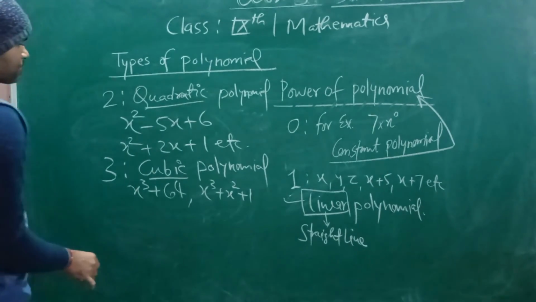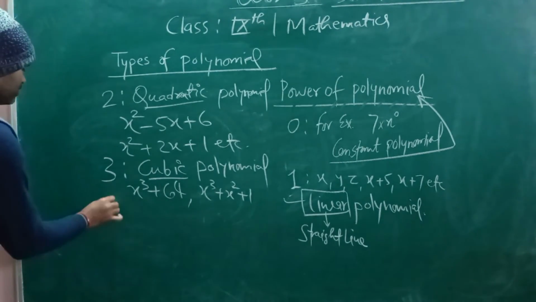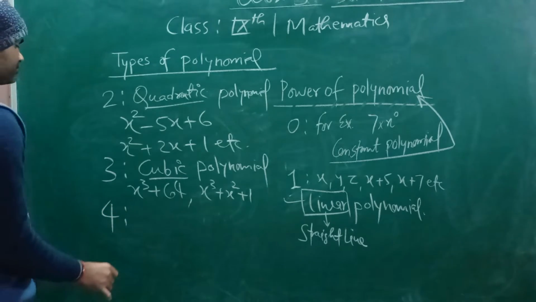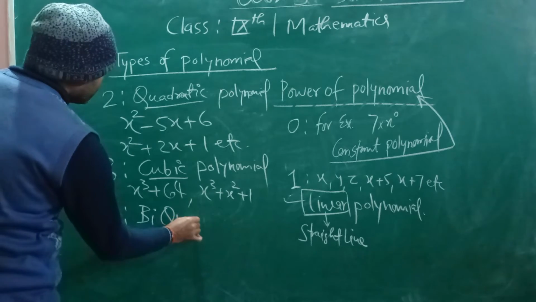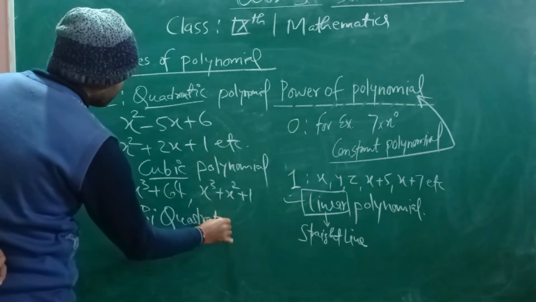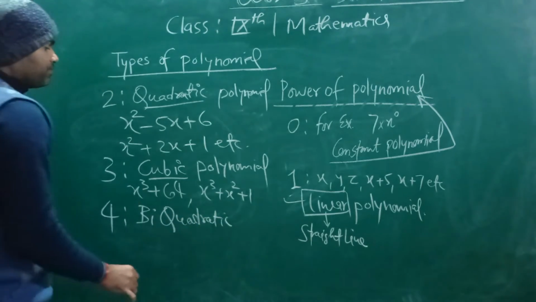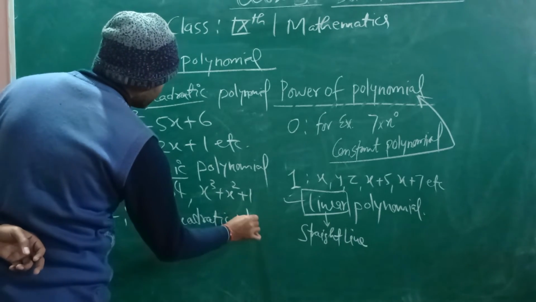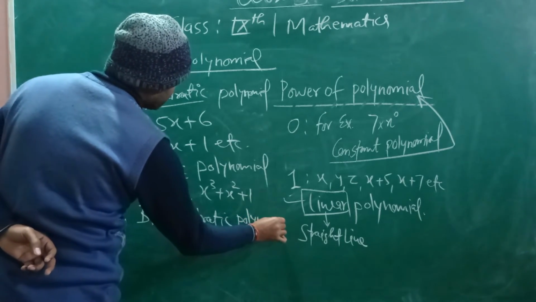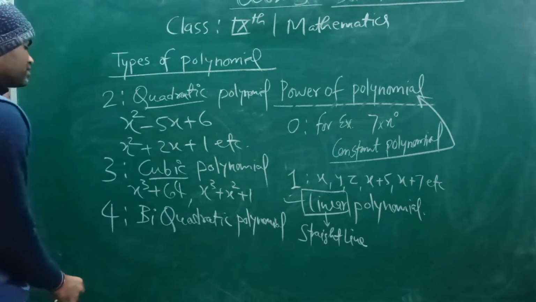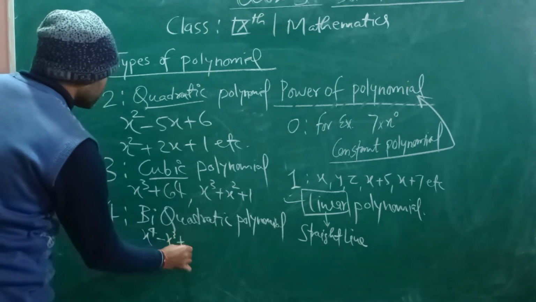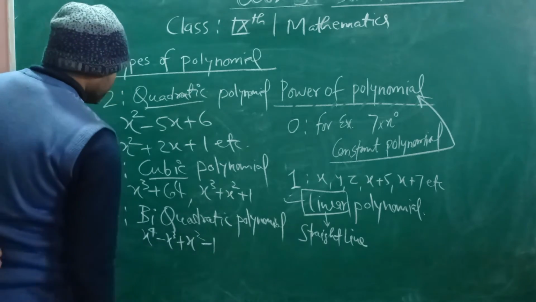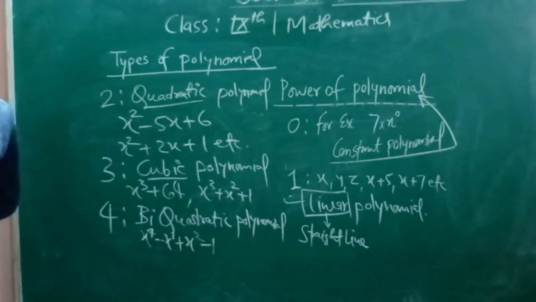At last, on the basis of powers, power may be 4, and the polynomial is called biquadratic polynomial. For example, x to the power 4 minus x cube plus x square minus 1. The highest power should be 4.